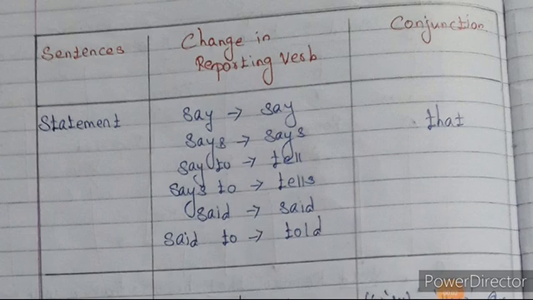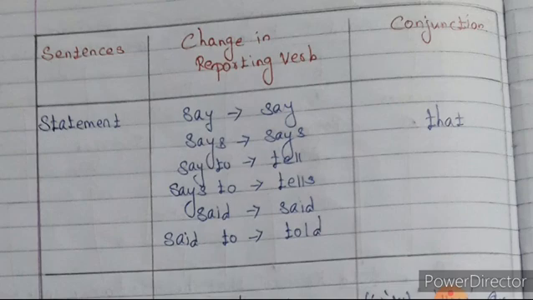Listen children, you all know that there are four types of sentence. One is the affirmative, or you can say a statement. Second is the interrogative, third is the imperative, and fourth is the exclamatory. Here we have to change the reporting verb from direct to indirect speech using the conjunction. For each type of sentence, the conjunction may vary.